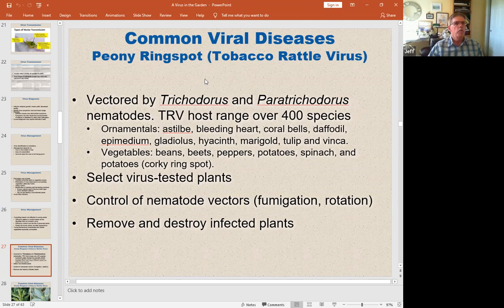and vectored or spread by various vectors, whether they're aphids, leafhoppers, nematodes, mites, various vectors. So the peony ring spot, also known as tobacco rattle virus, that would be TRV to be cool, has a host range of over 400 species, vectored by nematodes, those non-segmented round microscopic worms, Trichodorus and Paratrichodorus. So I'm not going to go through all the things that can infect.